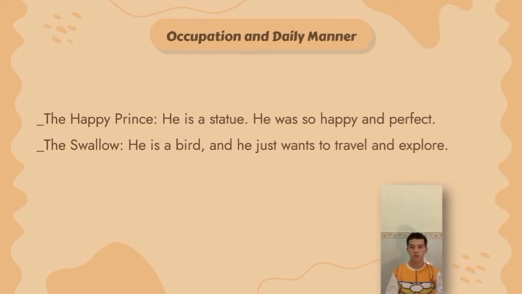And the next one is about the swallow. The swallow is a bird, and he just wants to travel and explore the world. He was with a group of his friends, but got left out because he was in love with a female bird, and everything led him to meet the Happy Prince and do good deeds together afterward.